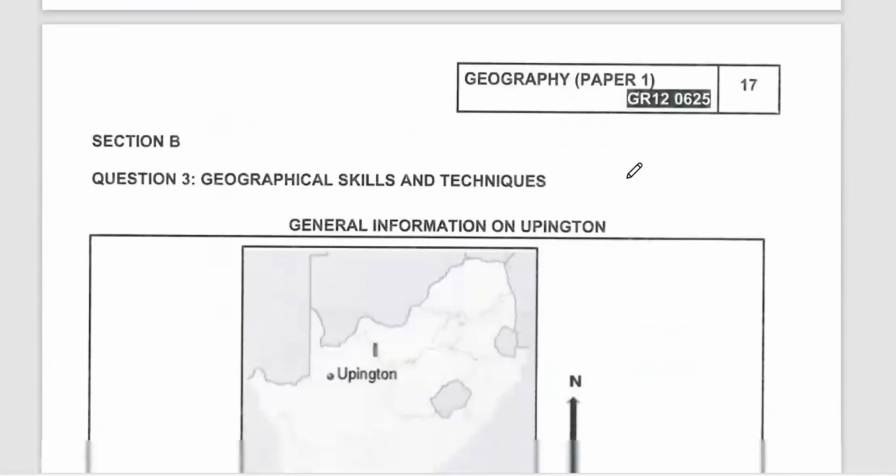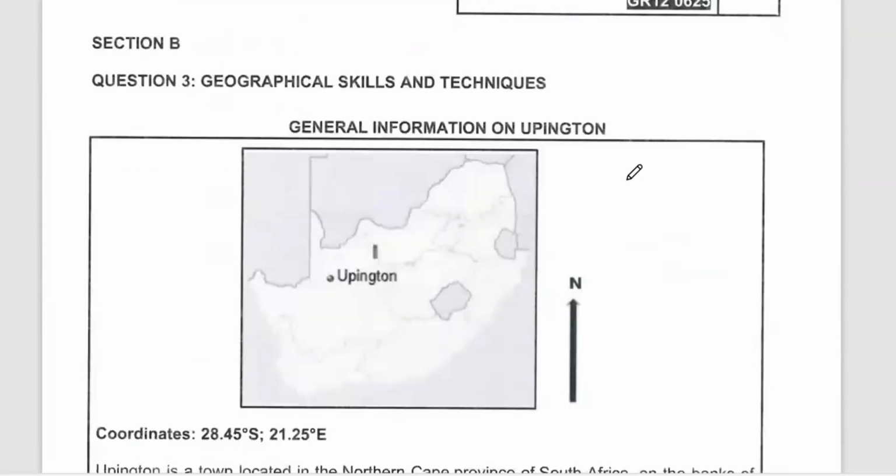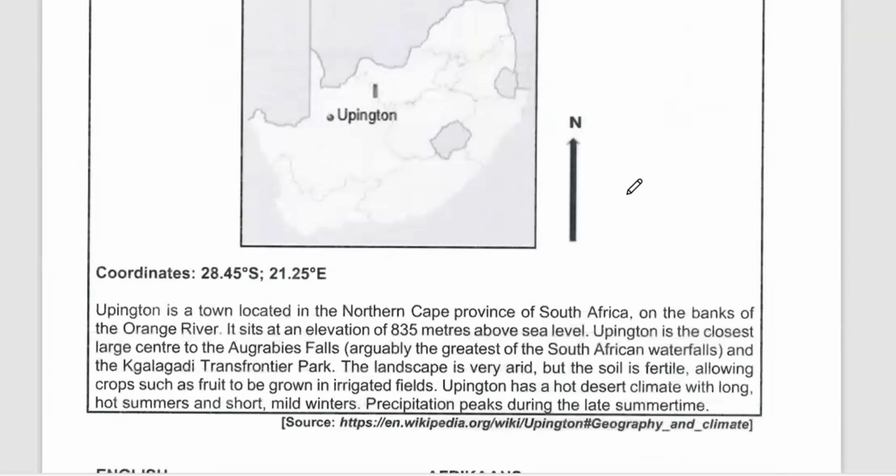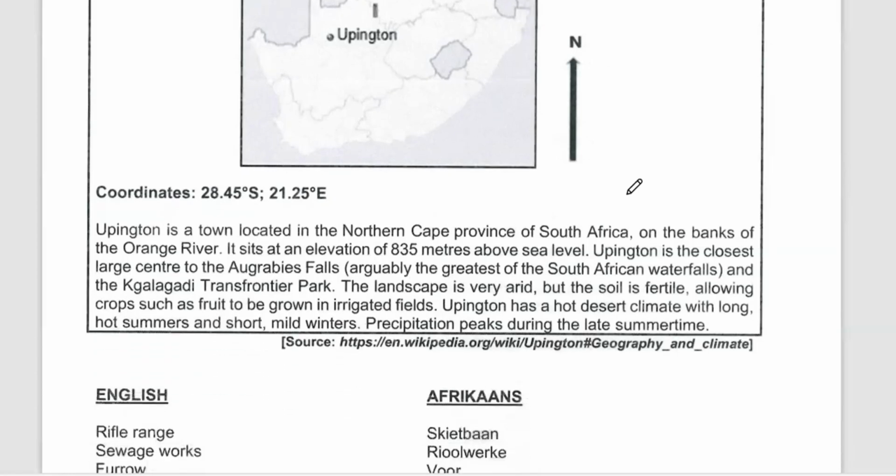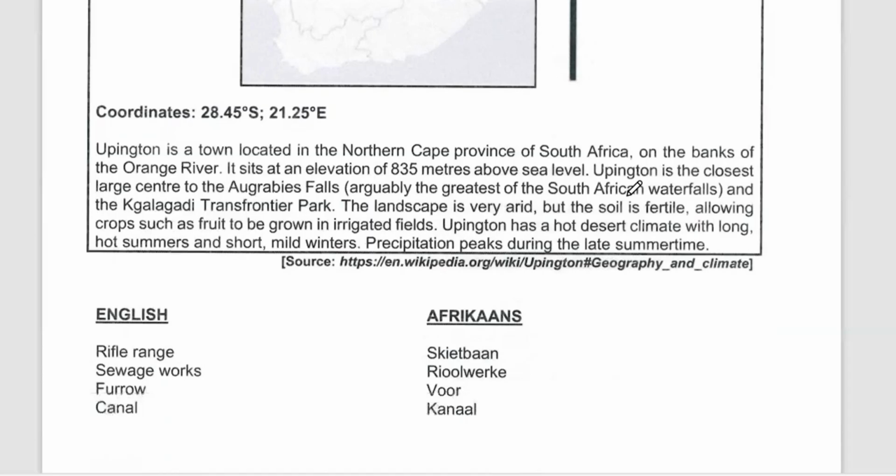Right, we finally move on to our last section of the paper, which is geographical skills and techniques, our map work section. Upington is a town located in the Northern Cape province of South Africa on the banks of the Orange River. It sits at an elevation of 835 meters above sea level. Upington is the closest large center for the Augrabies Falls, arguably the greatest of South African waterfalls, and the Kgalagadi Transfrontier Park. The landscape is very arid, but the soil is fertile, allowing crops such as fruit to be grown in irrigated fields. Upington has a hot desert climate with long hot summers and short mild winters.